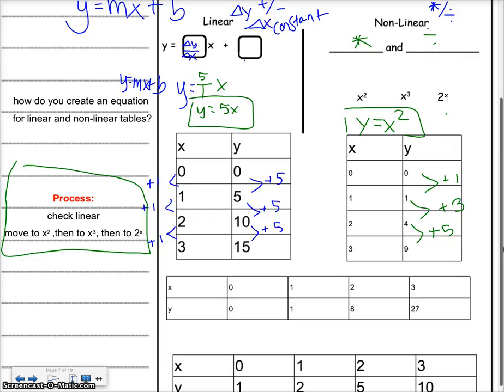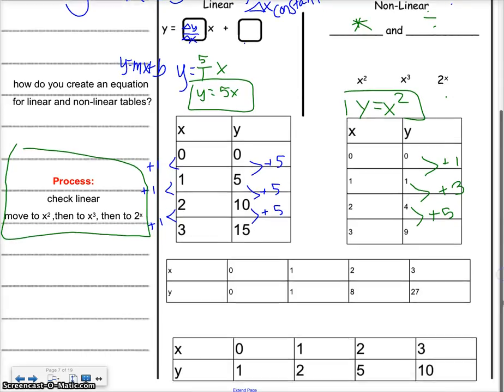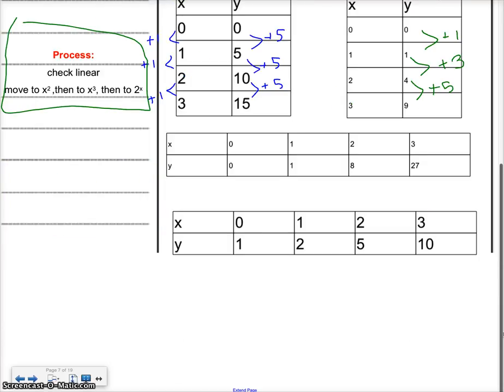But it's always that process. Always. You check linear, see if it works, check the x squared, then the x cubed. However, sometimes you have to add things too. All right, next set. I'm going to check to see if it's linear. So I got plus 1, plus 1, plus 1, plus 1, plus 7. I already know it's nonlinear. Darn it. So now I'm going to check x squared, x cubed, 2 to the x.